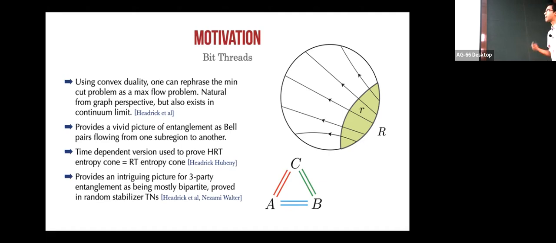which is the max flow version of the RT formula, where you can just think about bit threads flowing from one region to another. And in some sense, it's a pretty vivid picture of entanglement, because you can think of these threads roughly as Bell pairs flowing from one region to the other. It's not literally going from one local point to another point, but still, if you apply some local unitary, you could imagine making the original state into a collection of different Bell pairs which have some entanglement across this.